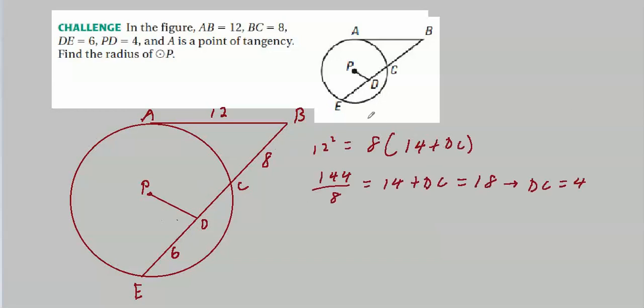So we can divide it through by 8, after we square 12, of course. 144 divided by 8 is 18. DC plus 14 equals 18, then DC is 4. Oh, and yeah, it's given that PD is also 4.